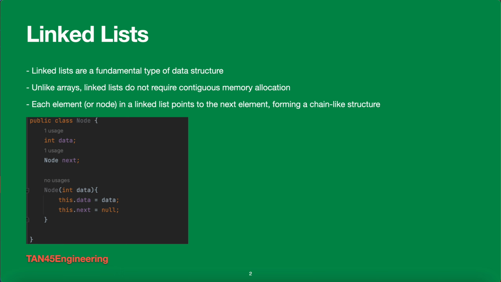Okay, so we have covered arrays already. For linked list, let's go through a few of the definitions and understandings. Linked lists are a fundamental type of data structure. Why do we call them fundamental? Because a lot of data structures are built upon the understanding of linked list. Unlike arrays, linked lists do not require contiguous memory allocation. We'll come back to this one.